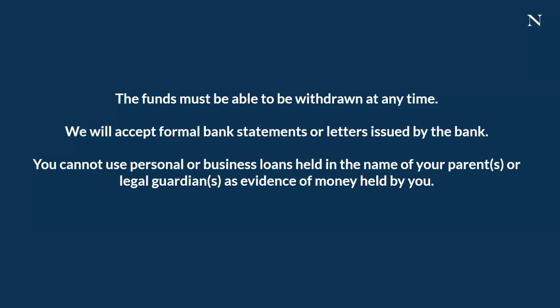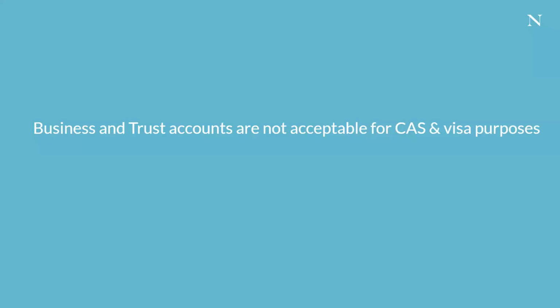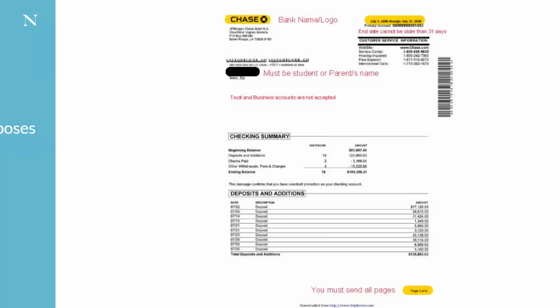Your funds must be able to be withdrawn at any time. This means there cannot be a notice period on your funds. We will accept formal bank statements or letters issued by the bank. You cannot use personal or business loans held in the name of your parent or legal guardian as evidence of money being held by you. Loans are not accepted. In addition, business and trust accounts are not acceptable for CAS and visa purposes. This is because they are not accepted by the UKVI.